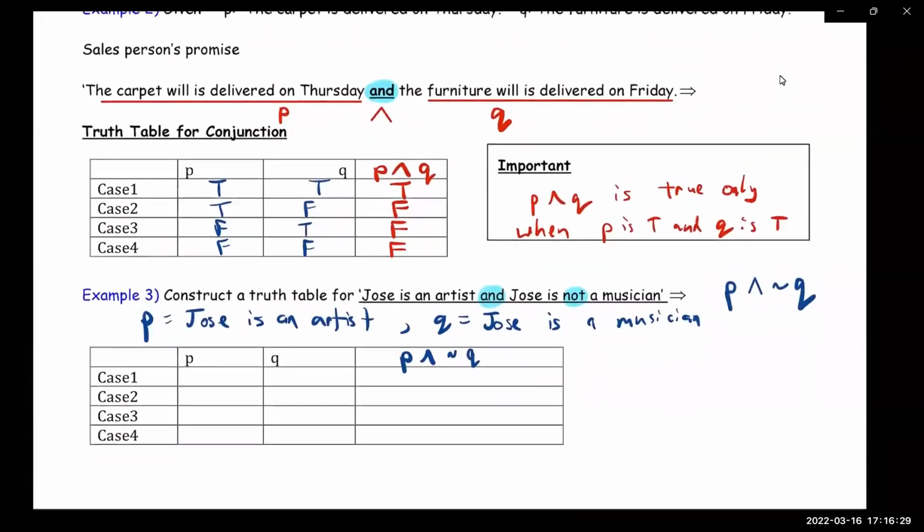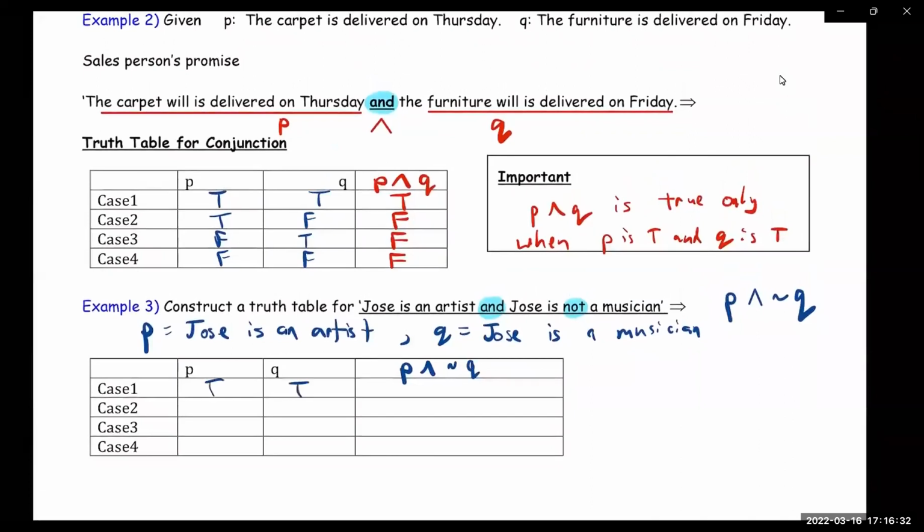All right, so here are the four cases: true, true; true, false; false, true; false, false. All right, so for the first one, you're going to have P, which is true, and not Q. What would not Q be? True or false? It's false.